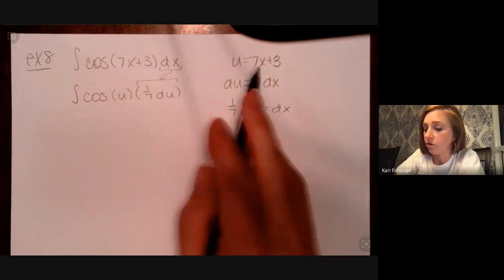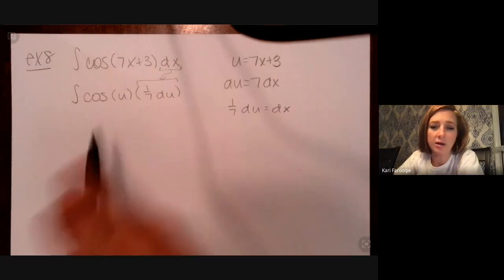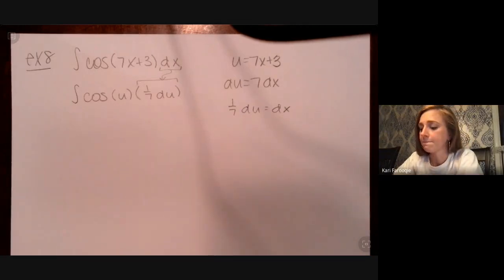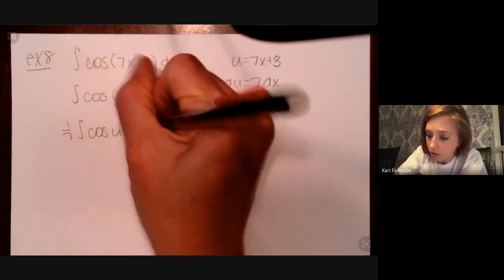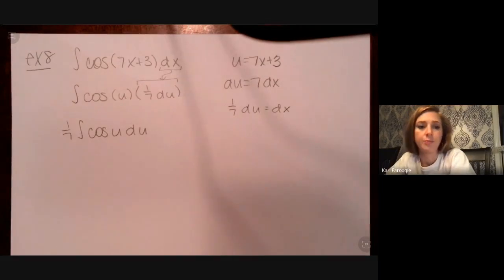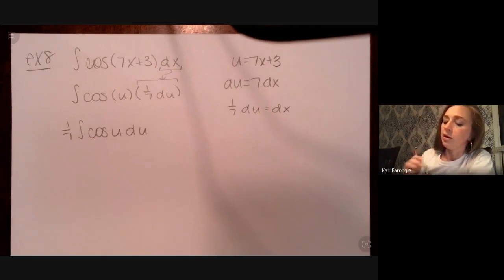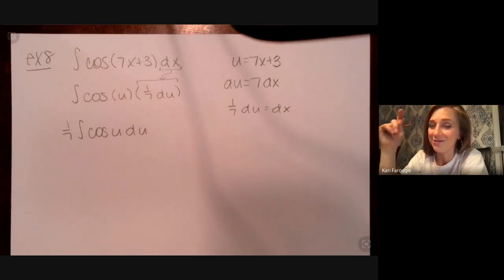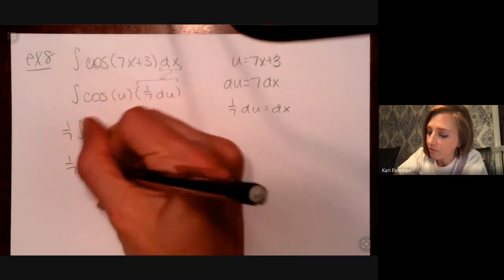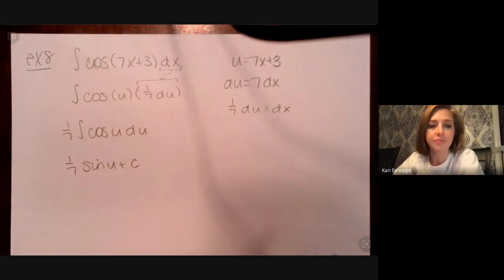And then we already said that u was 7x plus 3. So that's where we got cosine u. All right, so I'm going to rewrite this one more time. I'm going to put the 1/7 in front, and then I'll have cosine u du. And now we can integrate this the way we normally would have in 4.8 or in 5.3 or wherever we last saw this. The derivative of positive sine is positive cosine. So we can go ahead and write this as 1/7 times the sine of u plus c.